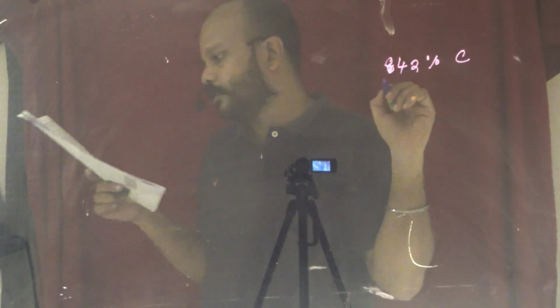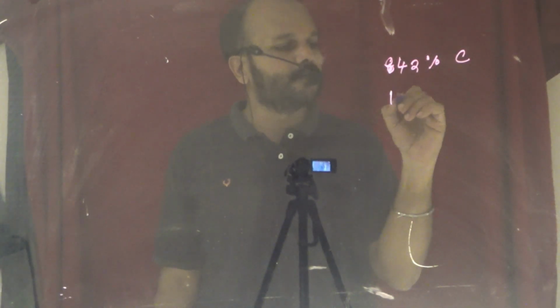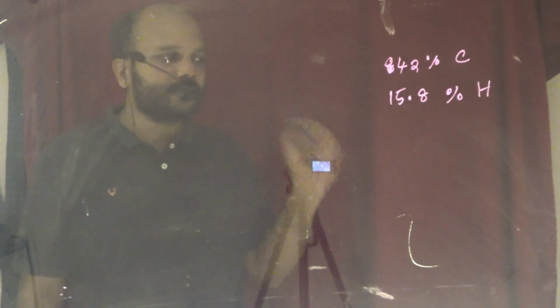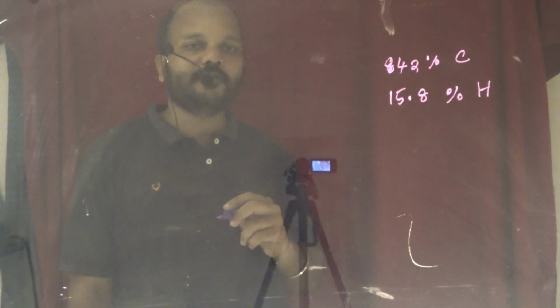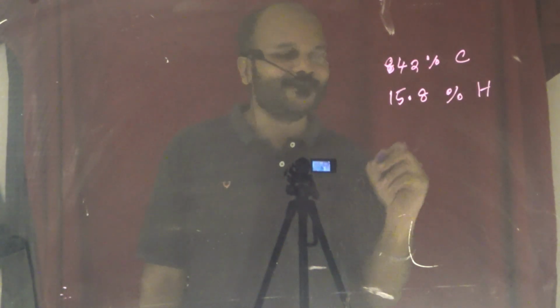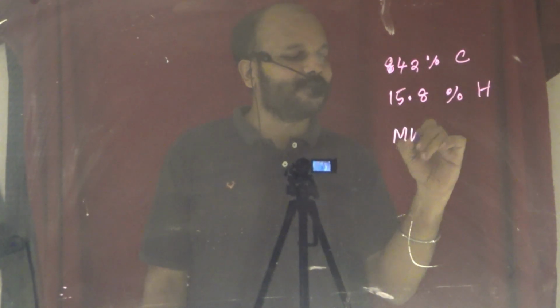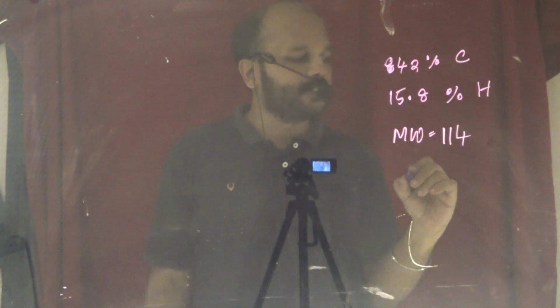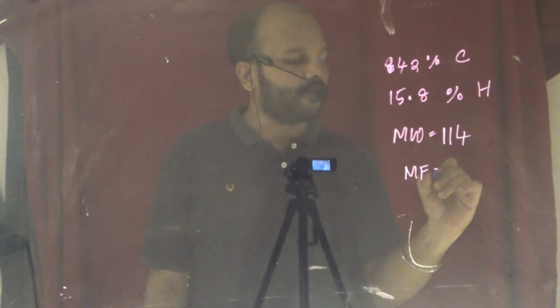Take octane, which is a hydrocarbon. Now the question is, it contains 84.2 percentage of carbon and the remaining 15.8 percentage of hydrogen. They are asking you to find the molecular formula, and the molecular weight is 114. They want you to find the molecular formula.